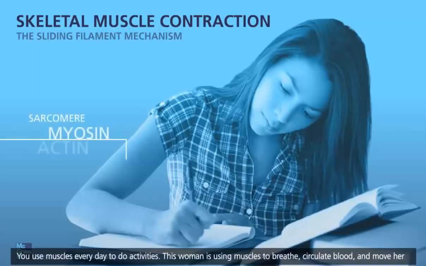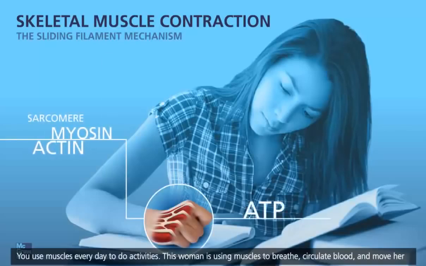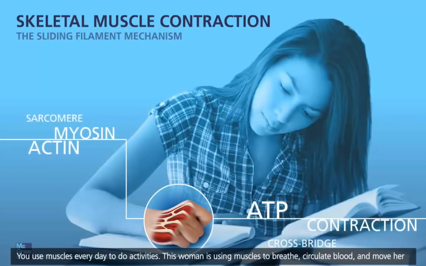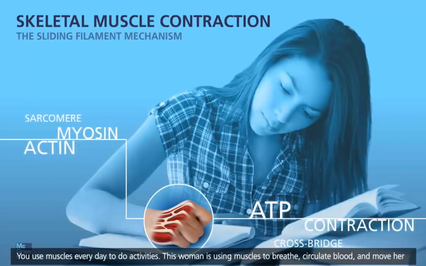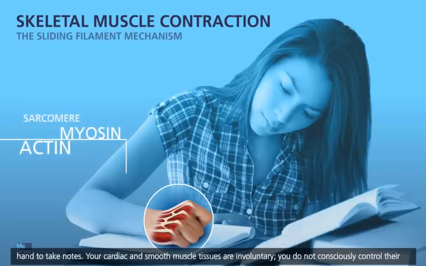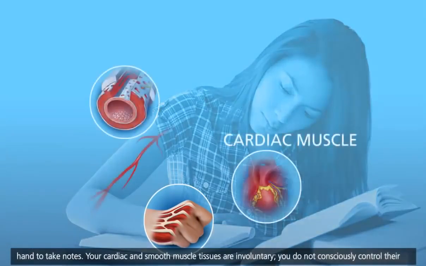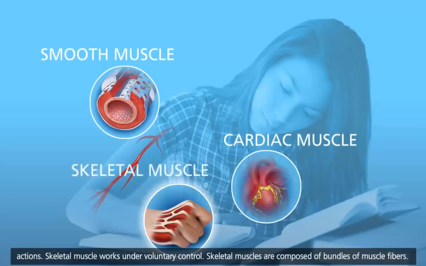You use muscles every day to do activities. This woman is using muscles to breathe, circulate blood, and move her hand to take notes. Your cardiac and smooth muscle tissues are involuntary. You do not consciously control their actions. Skeletal muscle works under voluntary control.